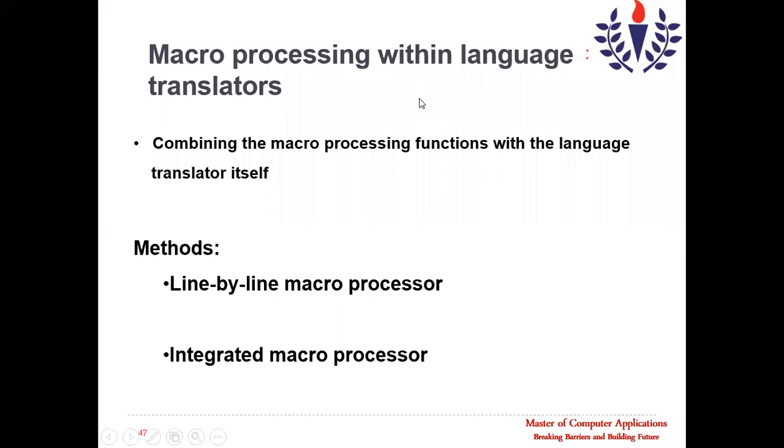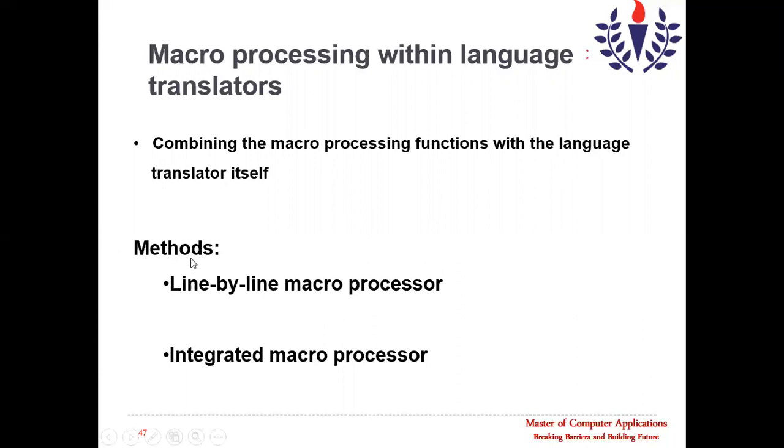Yes, in the previous lecture, we have discussed the two designs of macroprocessor, the general purpose and the recursive expansion design. Now we will discuss the macro processing within the language translator. Means while we are translating, during that the macro processing will be done. So that is combining the macro processing function with the language translator. No need to put extra efforts to do first macro processing and then the language translation. Everything will be combined now.